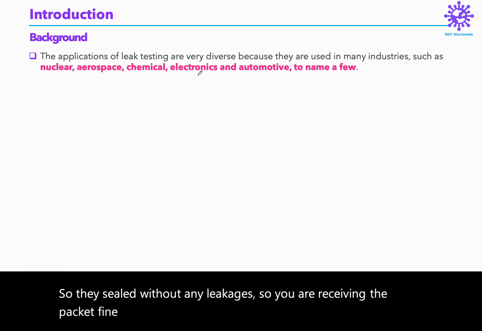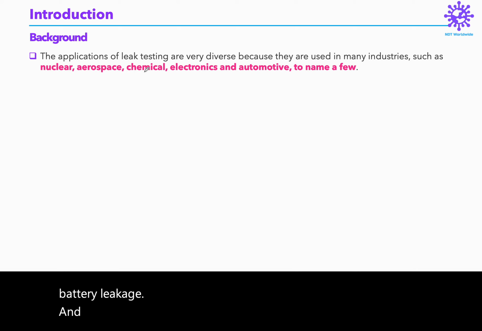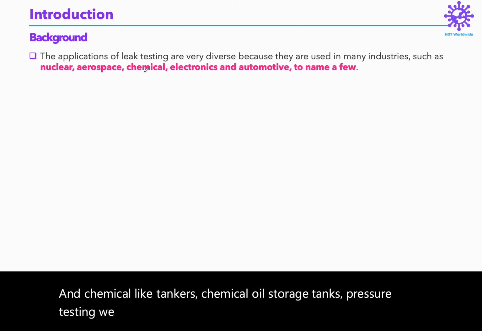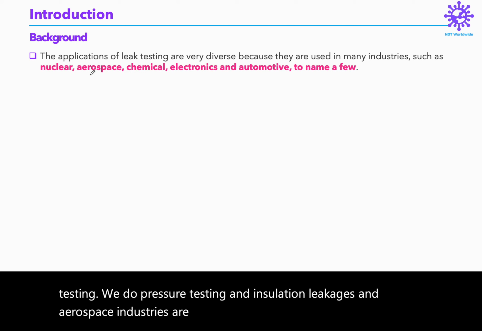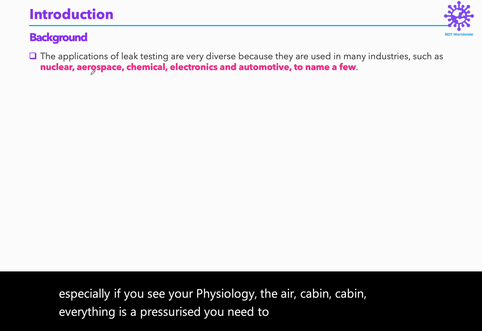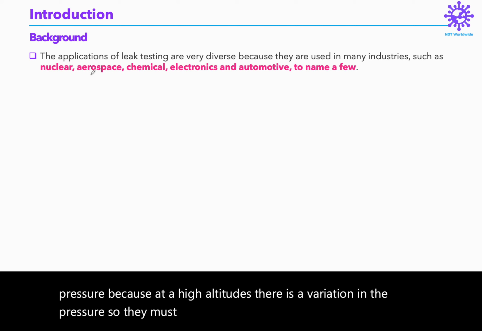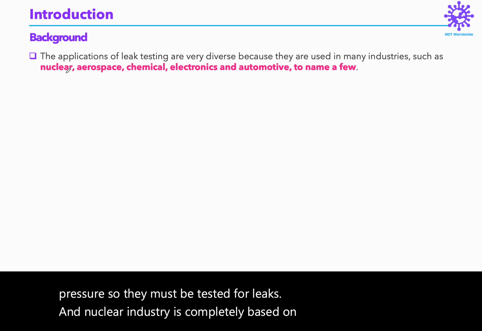Electronic equipment like batteries, battery leakage, and chemical like tankers, chemical oil storage tanks, pressure testing, we do pressure testing, and insulation leakages. And aerospace industries are completely based on leak testing, especially your fuselage and the air cabin, everything is pressurized. You need to maintain the required pressure because at high altitudes there is a variation in the pressure, so they must be tested for leaks. And the nuclear industry is completely based on this, like reactors and all these things.